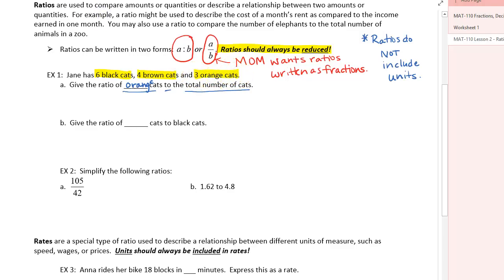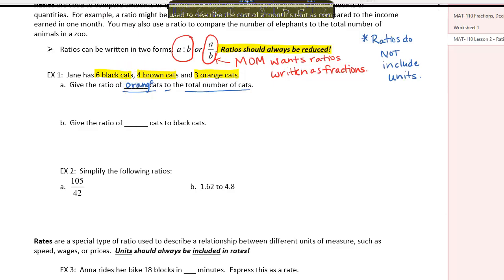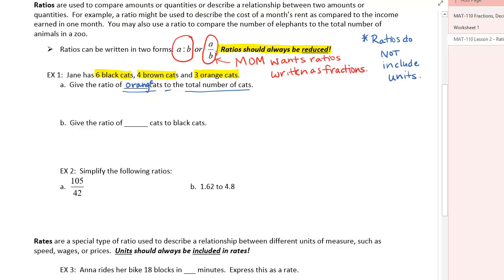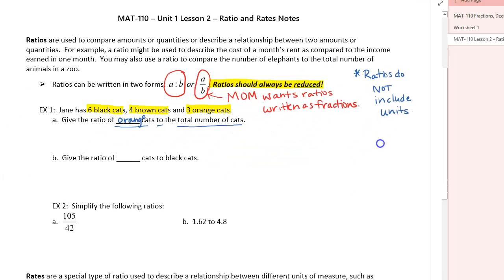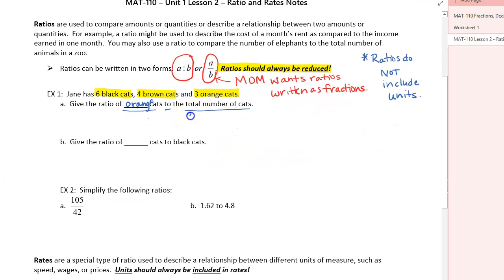The order in which you're asked to write the ratio is important. You always put what you're asked for first in the ratio first. So this is asking for orange cats first, and there are 3 orange cats, so I would put that in the numerator. Then I'm asked for the total number of cats in the denominator, so I'd have to add all the cats together, and that would give me 13.